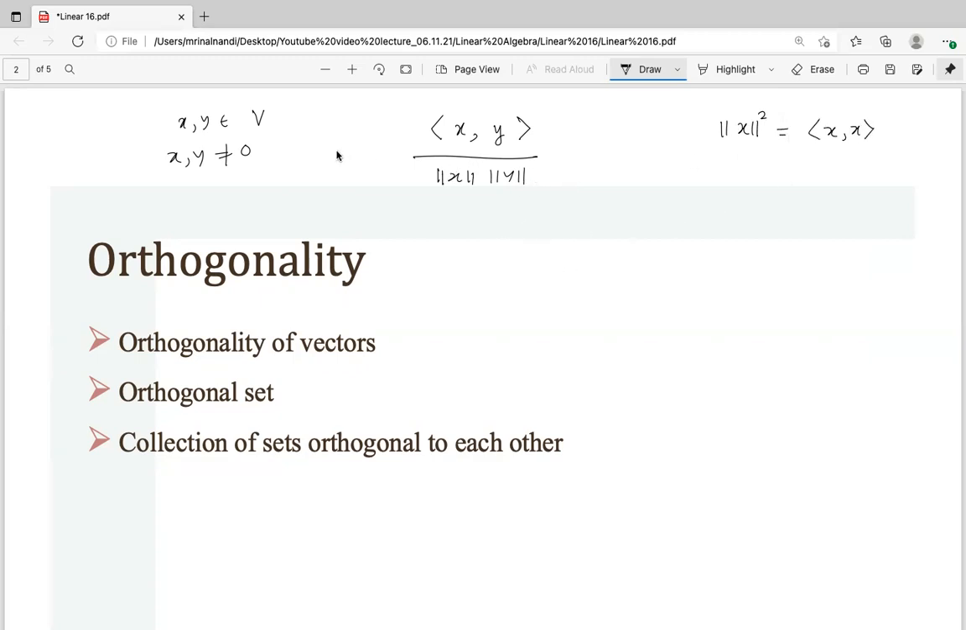So cos inverse of this is defined to be the angle, and by the Cauchy-Schwarz inequality we can prove that this lies between -1 and 1. So cos inverse is defined. So this is the angle between two vectors in a general sense. Again, general sense means it is not only in Rn. In R3 it is just the angle.